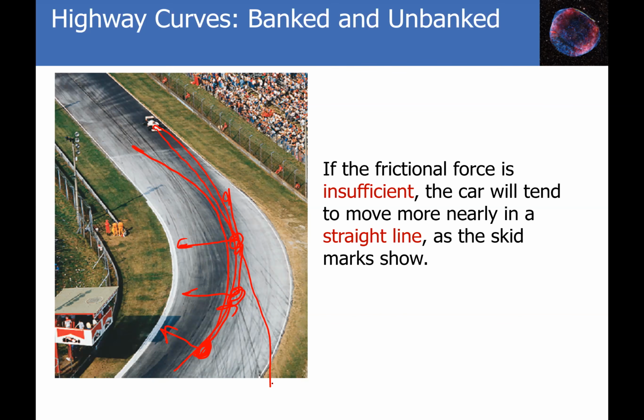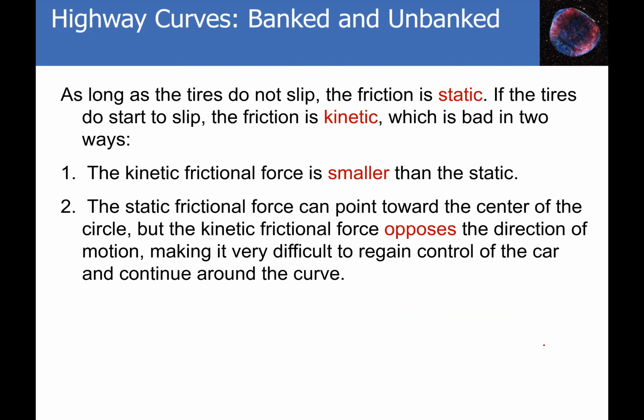All right, so let's talk about a flat or unbanked road, which means the road is flat. It doesn't have any incline, any angle with respect to the horizontal. So in this case, as long as the tires do not slip, the friction is static. If the tires start to slip, the friction is kinetic, which is bad in two ways. Remember, the kinetic friction force is smaller than the static. That means it's even worse.